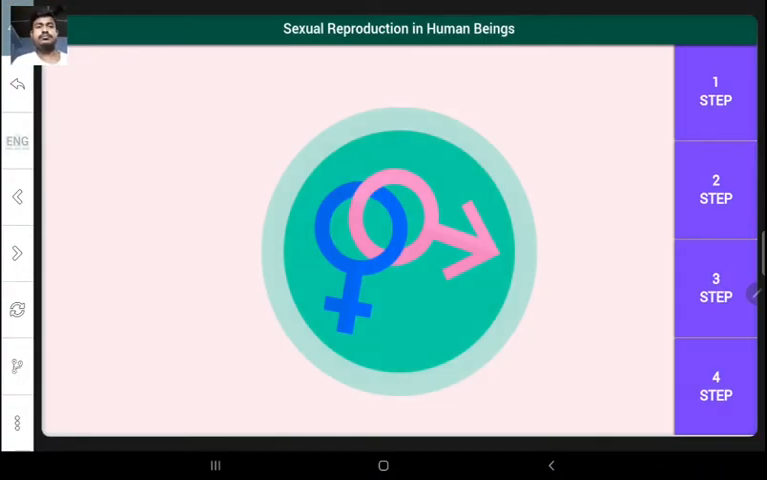Sexual reproduction in human beings means the fusion of male and female cells to form a new individual. Tap on the steps to see the process in detail.